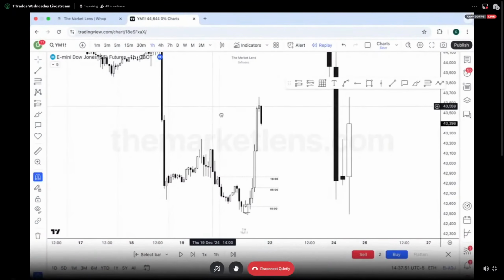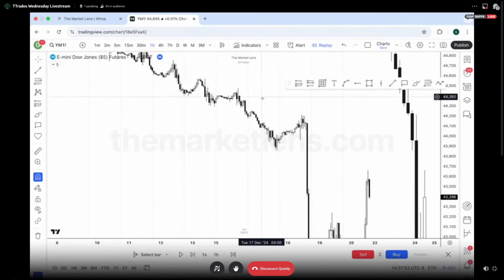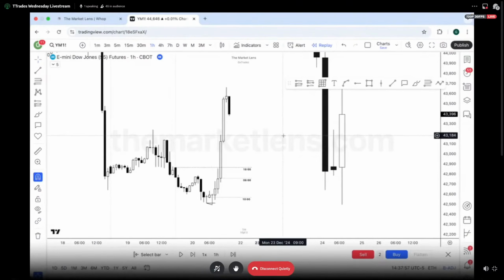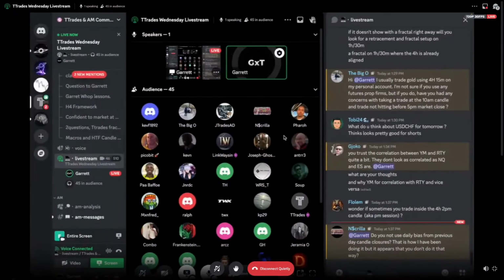But when assets are not correlated, this can happen, right? Where two assets are kind of fighting against each other, then you can't even use SMT because there is no correlation at that time. So you generally want to avoid trading those days. What are your thoughts and why?